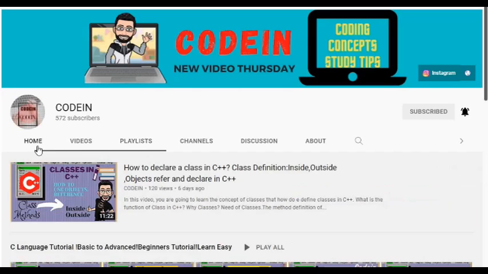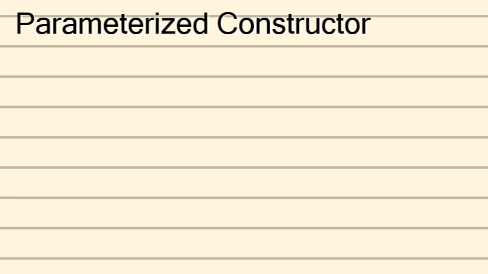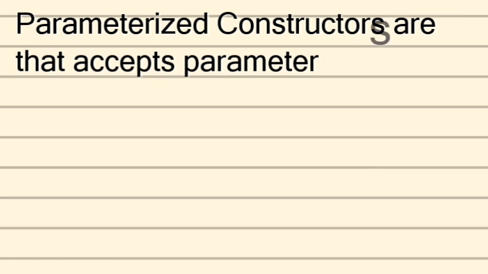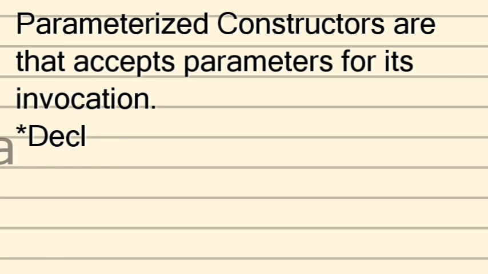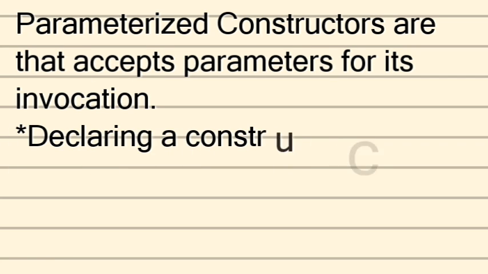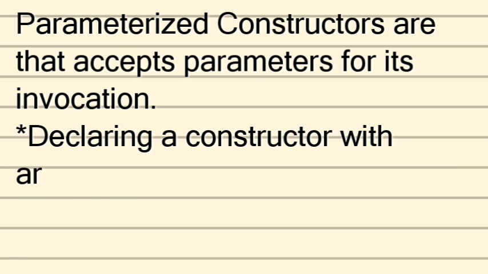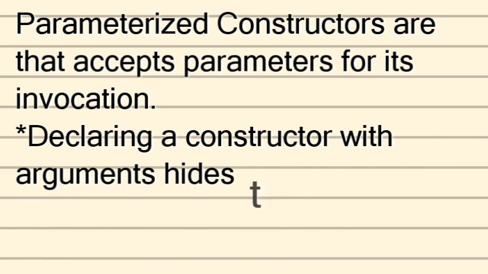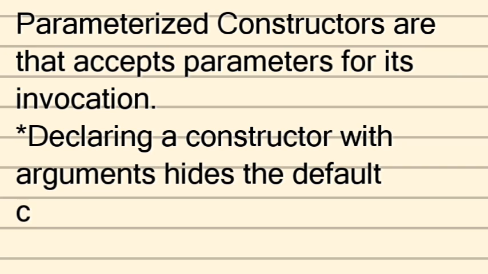Let's get started and understand the constructors part. Now coming to the very first part, that is the parameterized constructor. So what do we mean by parameterized constructor? As we all know, whenever we define a function, we give it some arguments. Similarly, a constructor can also accept parameters, or we can say arguments. Such constructors that accept parameters are called parameterized constructors, or we can also call them regular constructors.